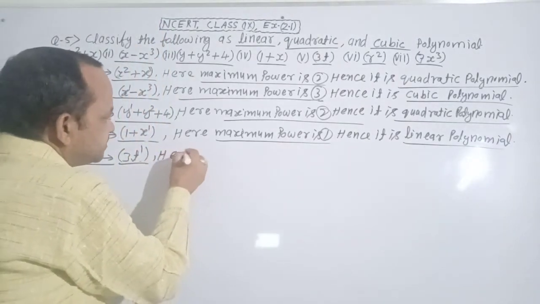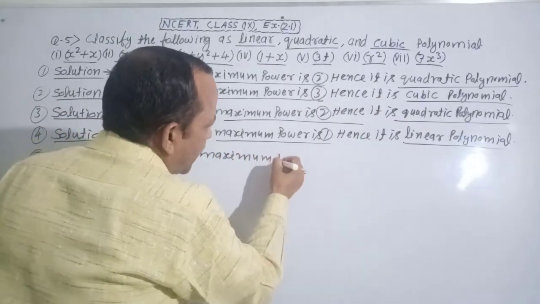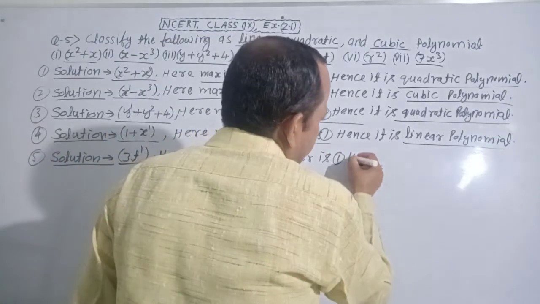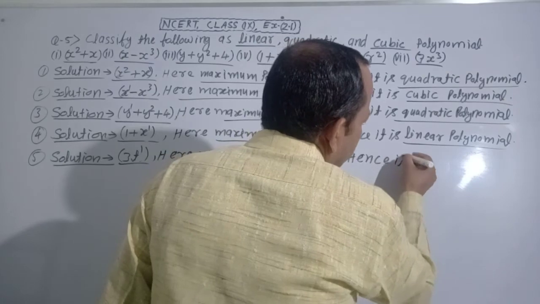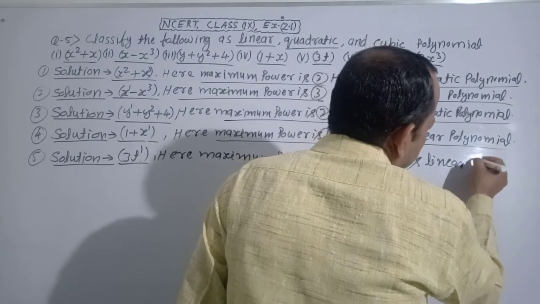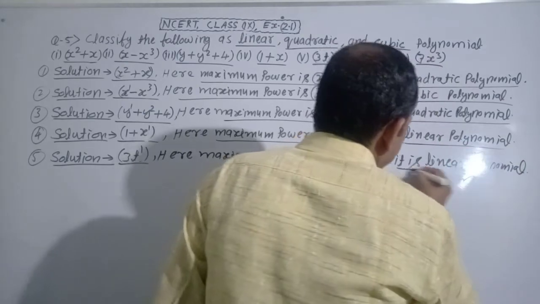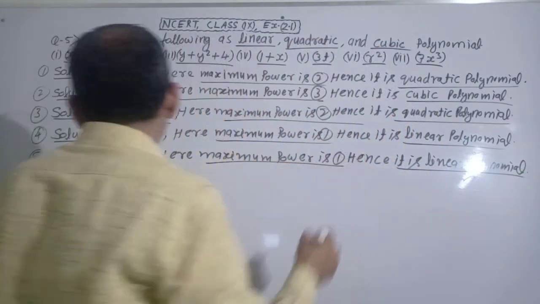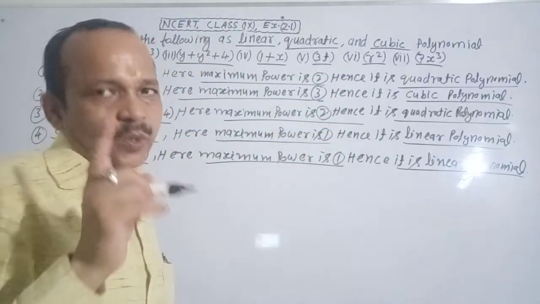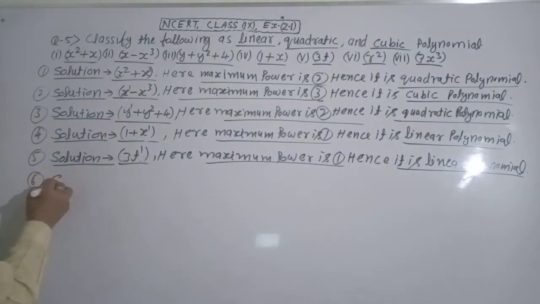Here the maximum power is 1. Hence it is a linear polynomial. Maximum power is 1, hence it is a linear polynomial. Is it clear? Next, solution.